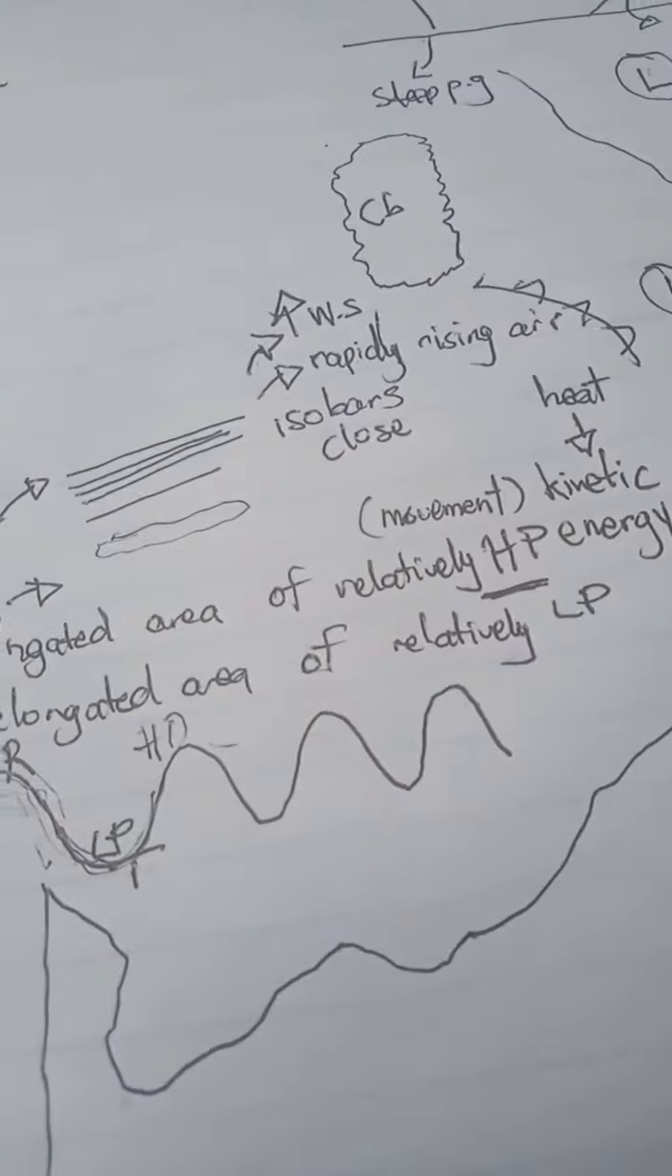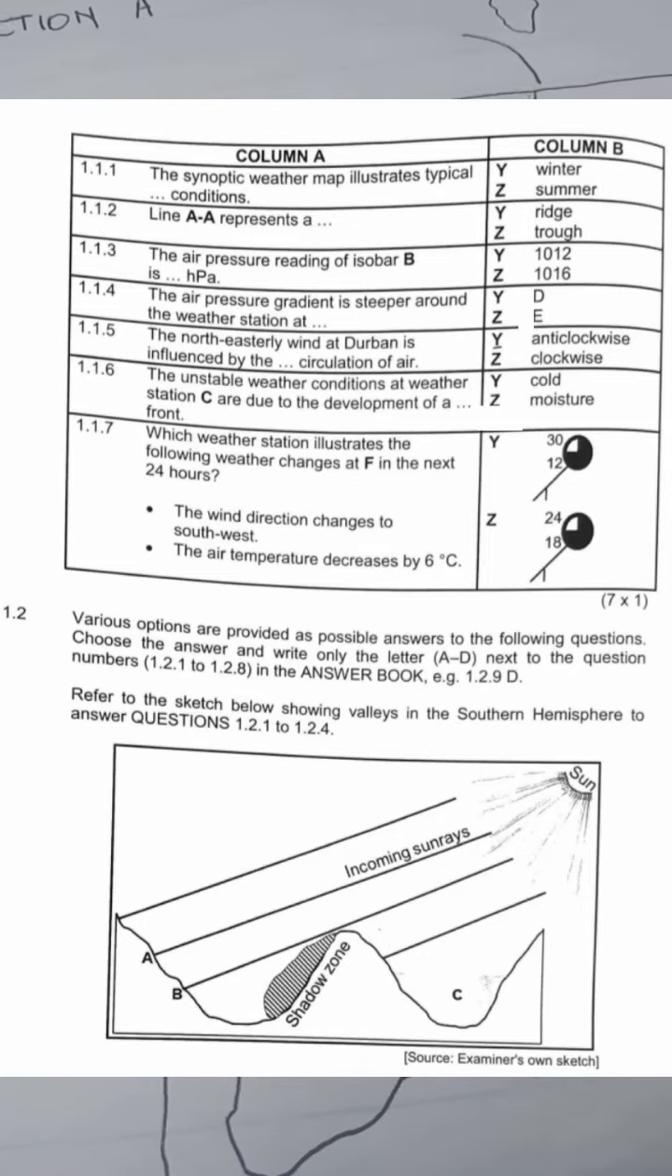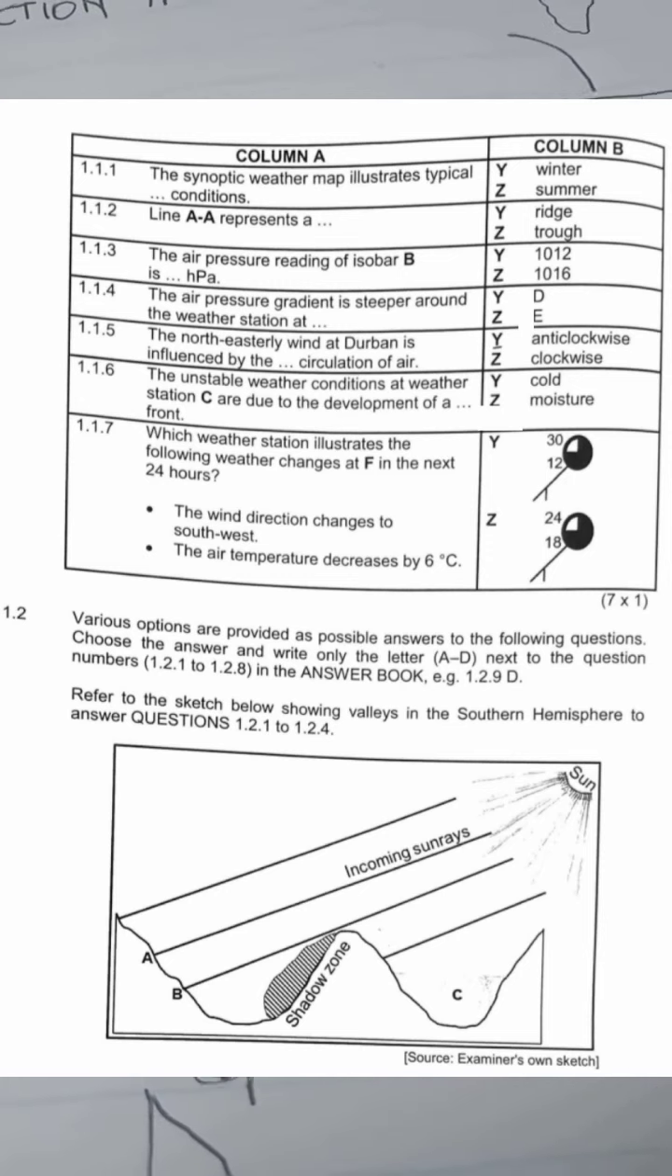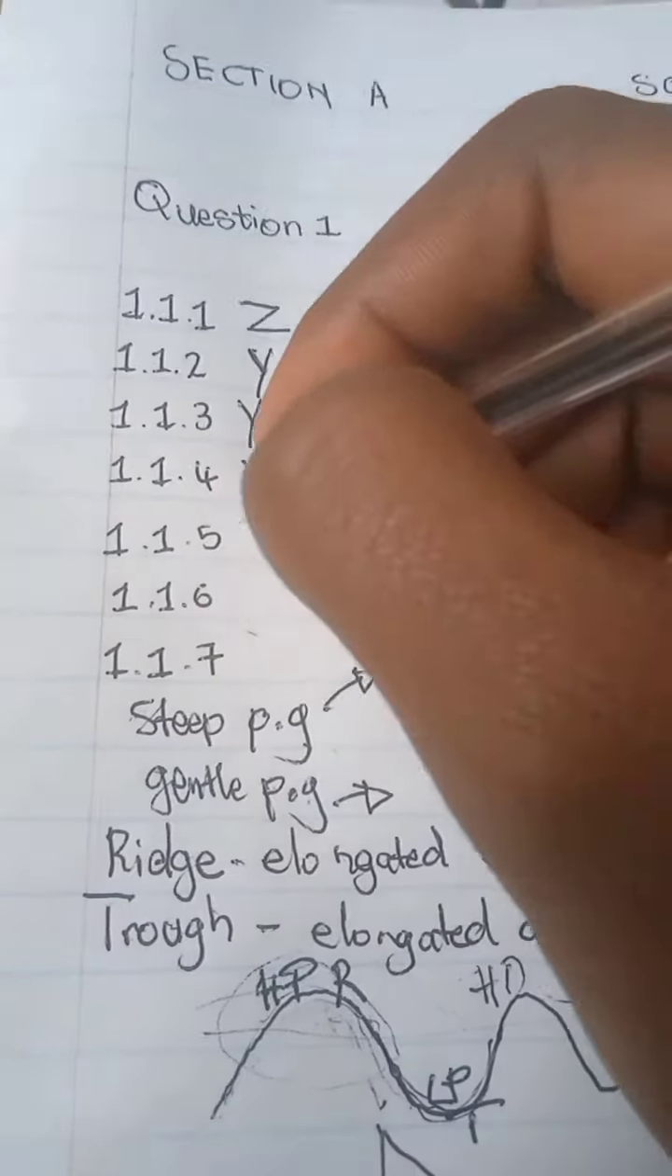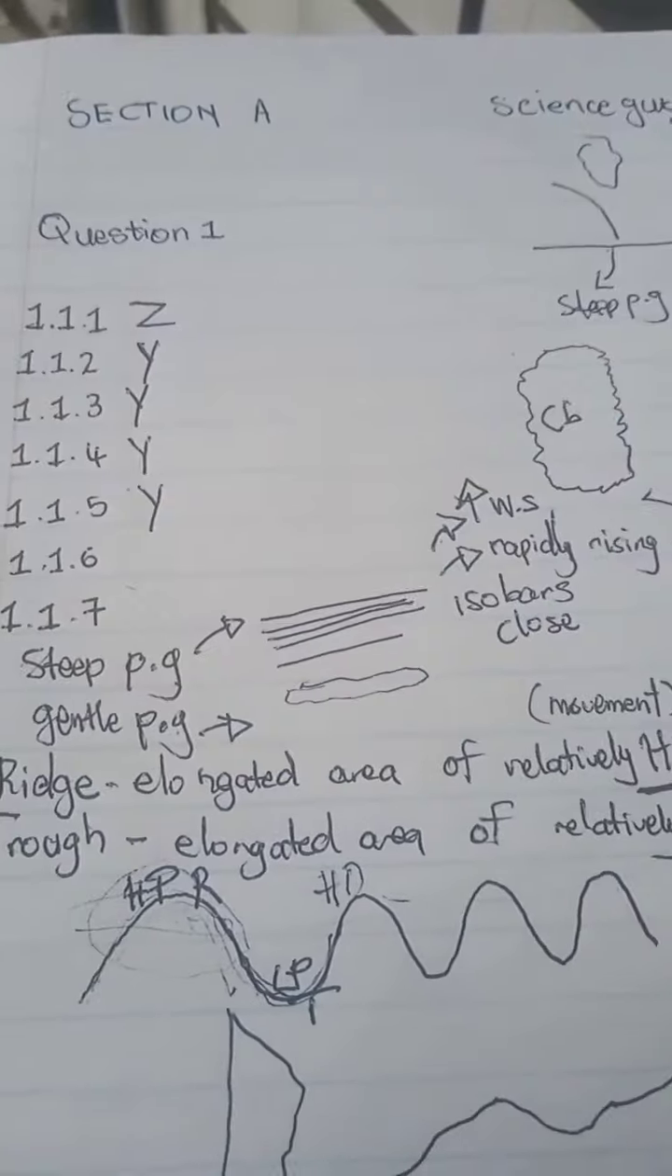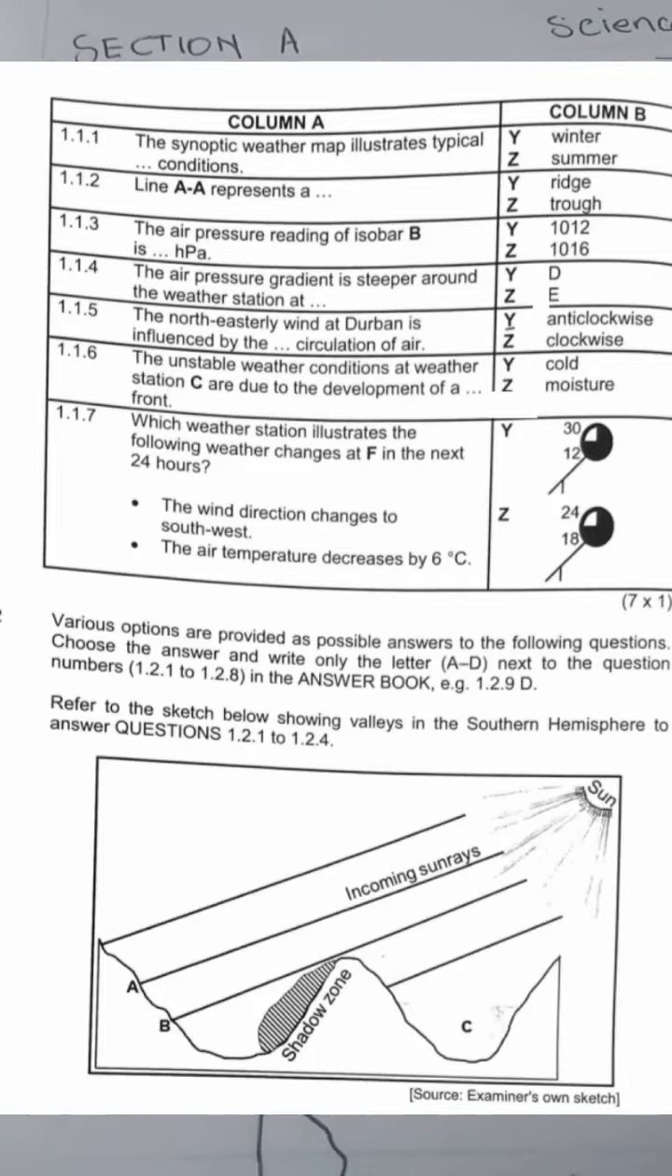So that is Y again. So that is Y. 1.1.5, that's Y, our answer there. 1.1.6, the unstable weather conditions at weather station C. Okay, let's look at weather station C.